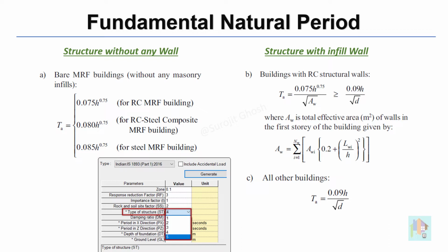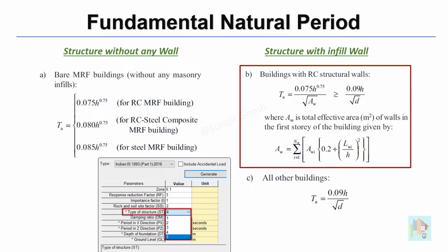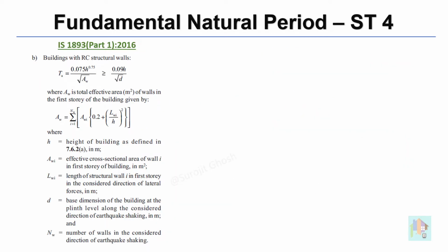For static seismic analysis, we can calculate the time period considering stiffness of the wall using equation B of clause 7.6.2. It is similar to the first equation for RCMRF building. The only difference is that we are dividing the calculated time period by a factor AW, which depends on the wall dimension. AW is the effective cross-sectional area of the wall, which is calculated using this equation.